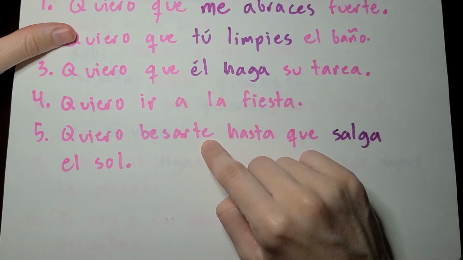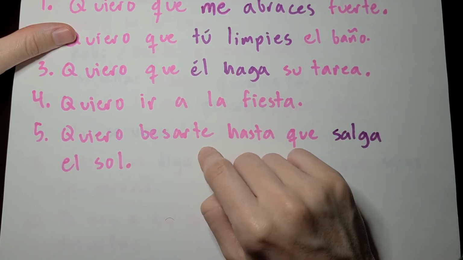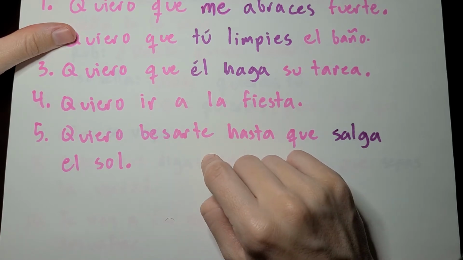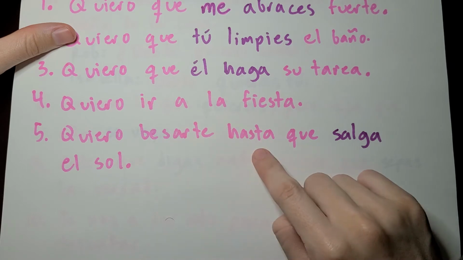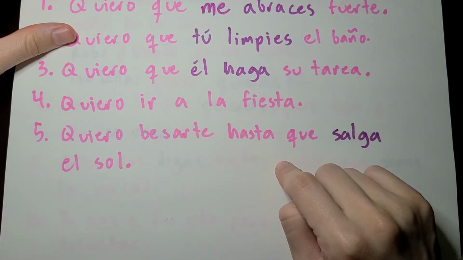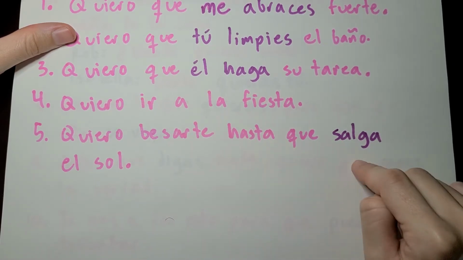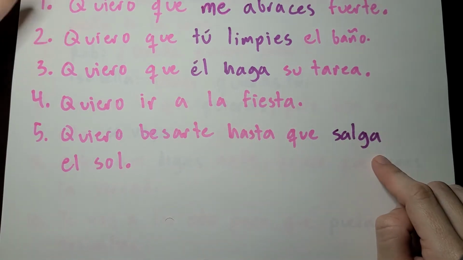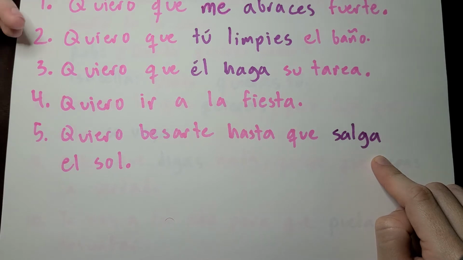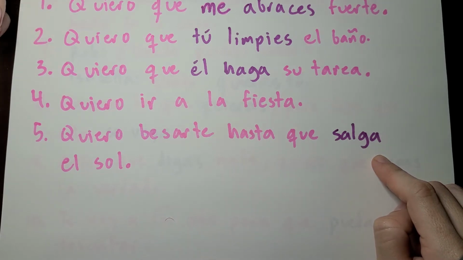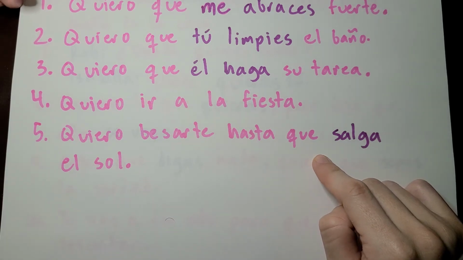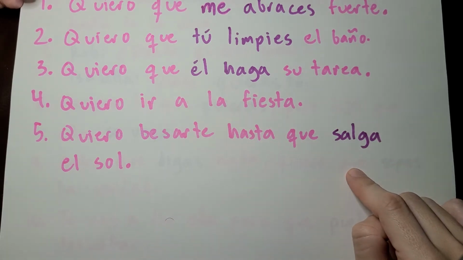I want to kiss you. Besar means to kiss. Besarte, te is the pronoun that tells you what the verb is happening to. Besarte, kiss you. I want to kiss you hasta que means until. Hasta que what? Salga el sol. Until the sun rises, until the sun comes out. Salir means to come out. You also use the same verb for the sun, when the sun rises or comes out. And hasta que is an expression that is followed by the subjunctive.